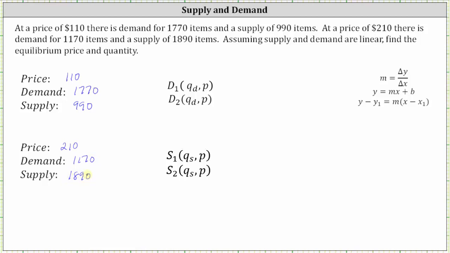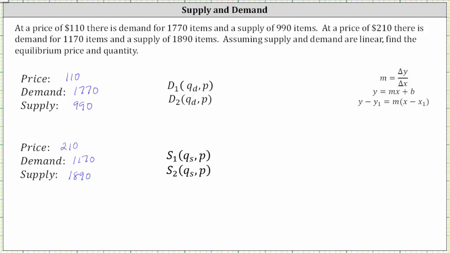Because we know the demand and supply are linear, we will now list 2 points on the demand function, 2 points on the supply function, and then use those points to determine the linear equation for both the demand and the supply. And we'll find the points in the form of quantity comma price.